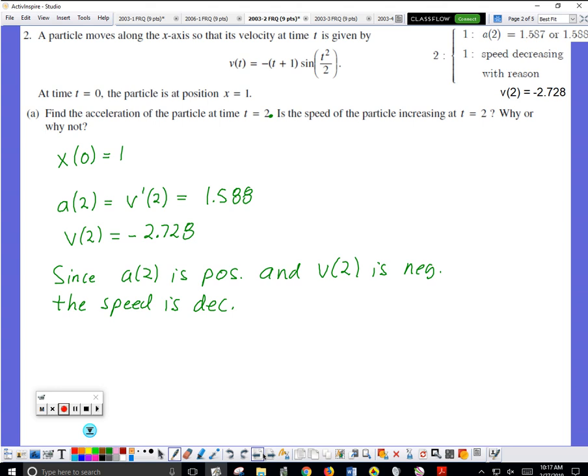So right here it says find the acceleration of the particle at time equal 2. I stop. I don't keep reading. I just do that. I remember acceleration is the derivative of the velocity. So I have to write this on my paper so the grader can see I'm finding the derivative. But the rest I just do in my calculator. So that's it. That's 1 point.